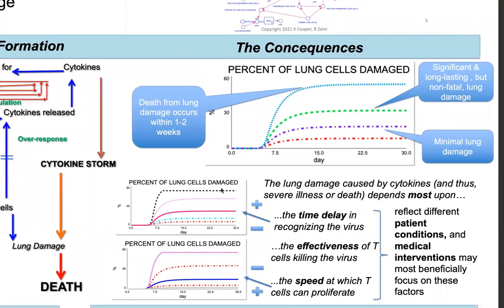In our search for influential parameters, we identified a number of them through conducting sensitivity tests. They include the time delay in recognizing the virus. If it takes longer, then this could cause permanent lung damage or death. If it is shorter, then there's a possibility for saving the patient.